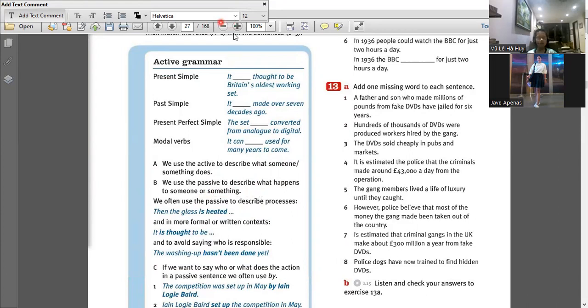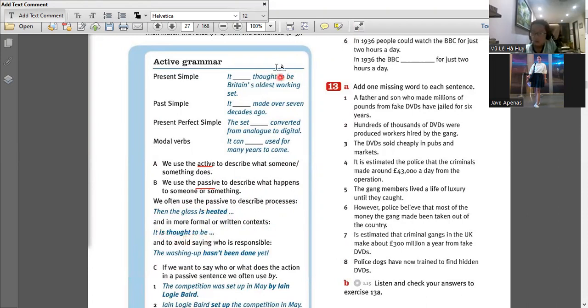Okay, do you get that one? Again, active is to describe what something or someone is doing. When we say passive, it is used to describe what is happening to someone or something. That's the difference between active and passive. So we often use the passive to describe processes. Example, the glass is heated. So we use what? Past simple, heated. And in more formal or written context, we say it is thought to be.